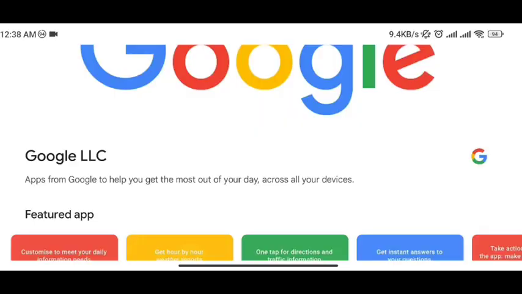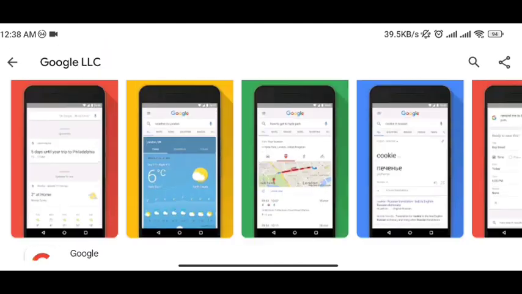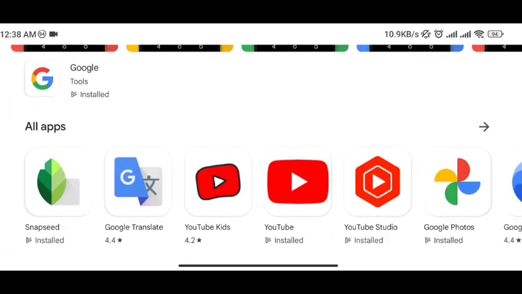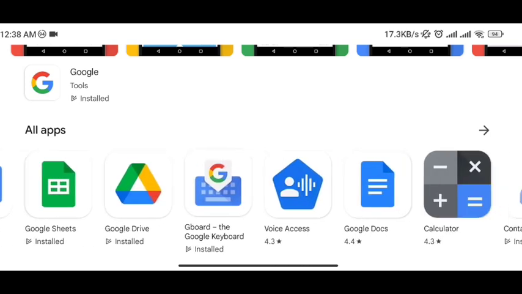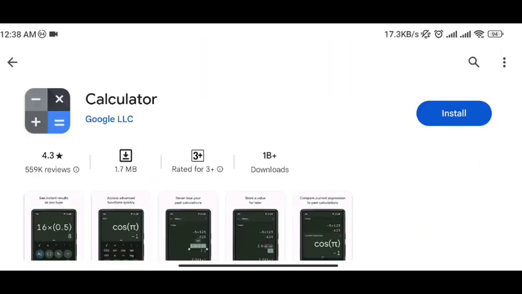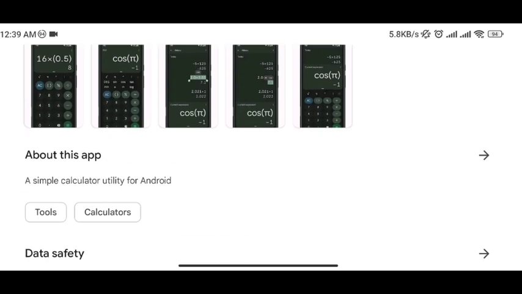Hello guys, welcome back to our another video. Today I'm talking about the Google product, Google Calculator. What is Google Calculator? Here is Google Calculator. Google Calculator is a Google LLC product. You can use it for scientific or normal calculating. This is a huge and helpful calculator for all people, all students.